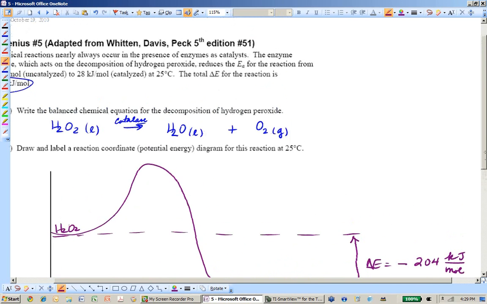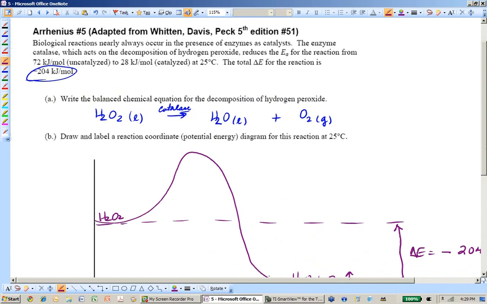And then, what else do we know? We know that uncatalyzed, the Ea was equal to 72 kilojoules per mole, while if I come in and catalyze this, cutting that down to about a third, or cutting it by 2/3, this new one, which is not drawn to scale obviously, is equal to, what did they say, 28?